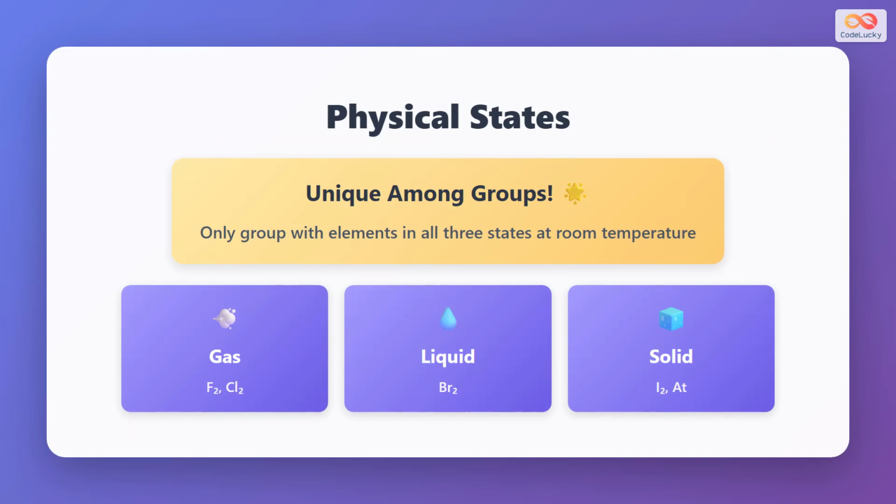The halogens have a unique distinction in the periodic table. They are the only group that contains elements in all 3 states of matter at room temperature. Fluorine and chlorine are gases, appearing as pale yellow and yellow-green respectively. Bromine is the only nonmetal that exists as a liquid at room temperature, with a distinctive reddish-brown color. Iodine and astatine are solids, with iodine forming shiny purple-black crystals. This progression from gas to liquid to solid, as we move down the group, demonstrates how intermolecular forces strengthen with increasing molecular size.